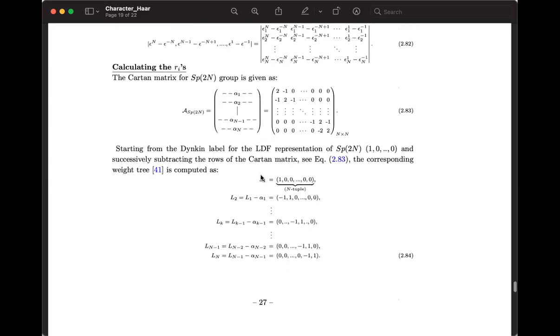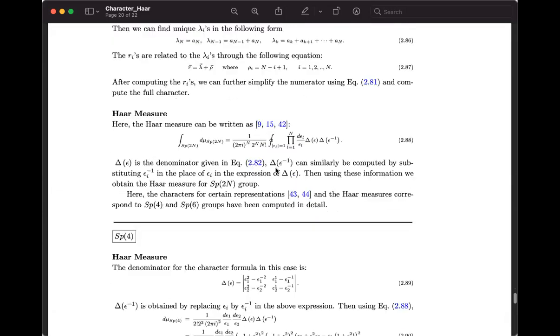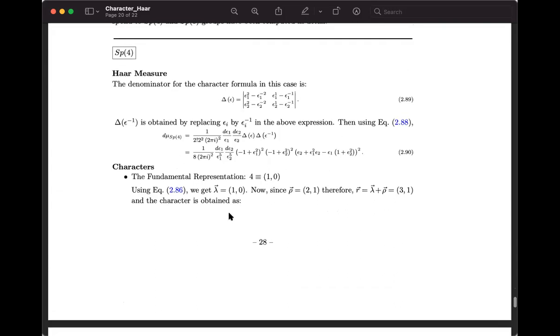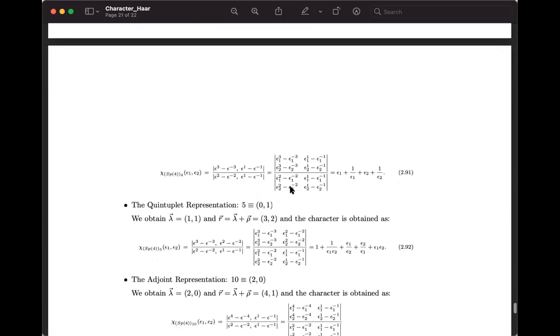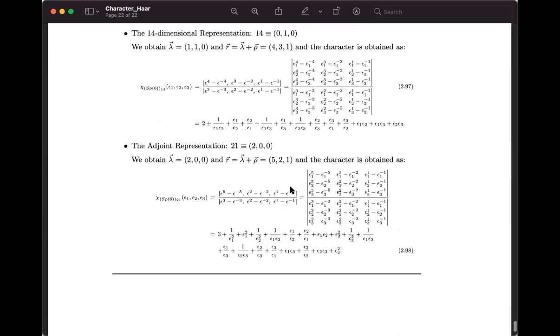This is the lowest dimensional fundamental representation Dynkin label, and then you subtract all these alphas gradually. You get the weight tree. Once you get the weight tree, you pick any representation in terms of the Dynkin label, invert them, get the relation, and similarly plug back in and calculate the Haar measure. For example, let's say you calculate the SP4. It's rank 2, so it's a 2-tuple lambda. If you calculate, you get 1, 0. So you know rho equals 2, 1, because n minus i. So you get this R, and once you get the R, you plug it back and you get this. Now this is much simpler. Similarly, you can calculate for SP6 and other representations here.